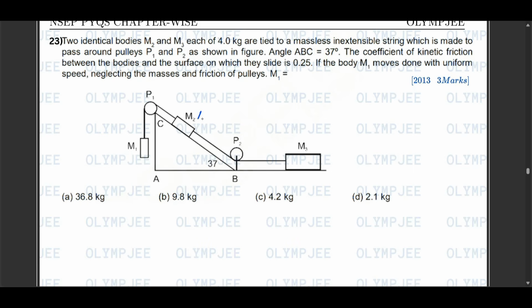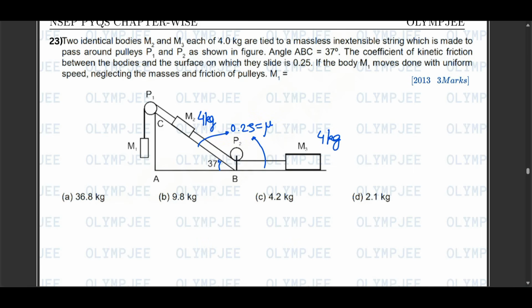Okay, so this is 4 kg. This is 4 kg. And this angle is 37 degrees, it is given. And the coefficient of kinetic friction between bodies and surface is 0.25.